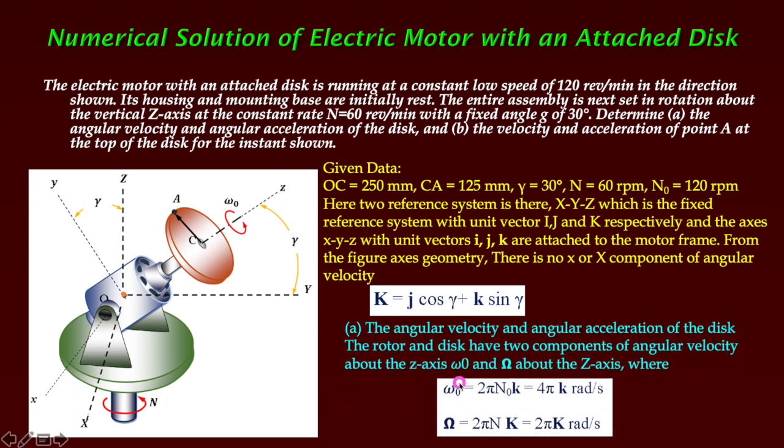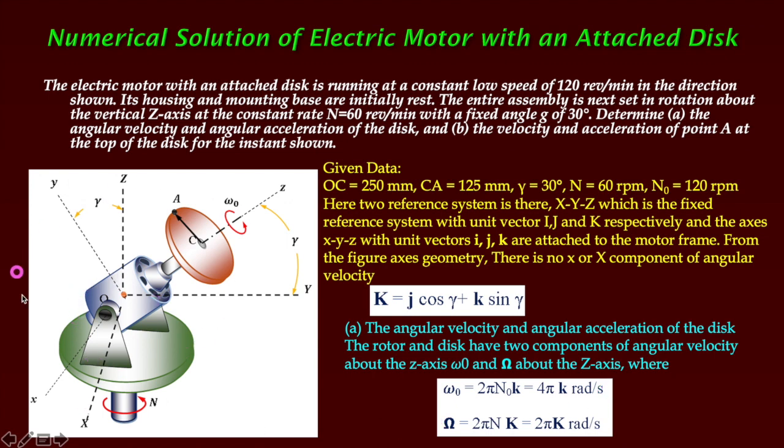Now, from the given data, the angular velocity omega 0 is equal to 2 pi N0. N0 is the RPM of the motor that is given. The direction along z means the unit vector is small k, and the N0 that is given is 120 RPM, meaning 2 RPS. So substituting these values, we get 4 pi k radian per second.